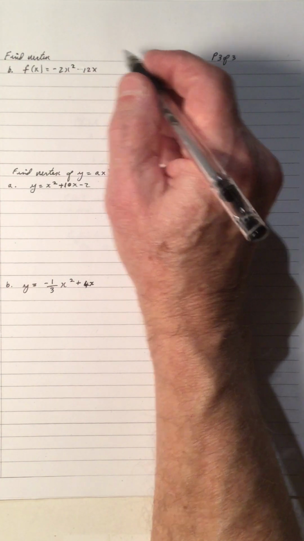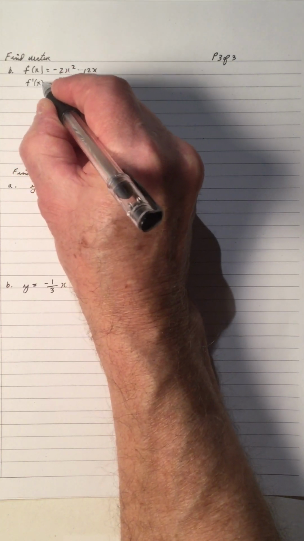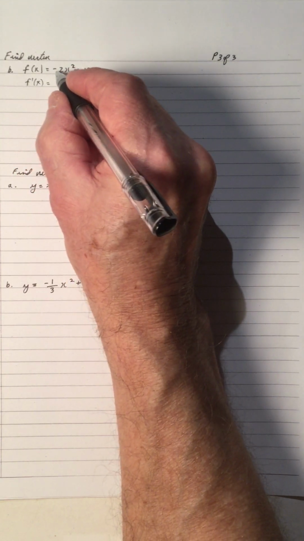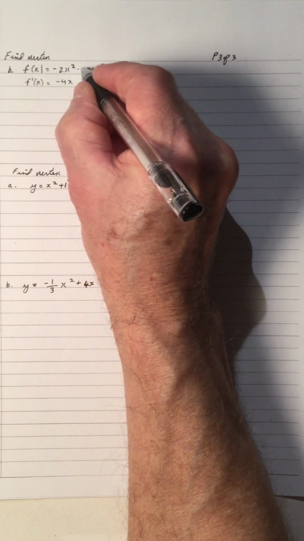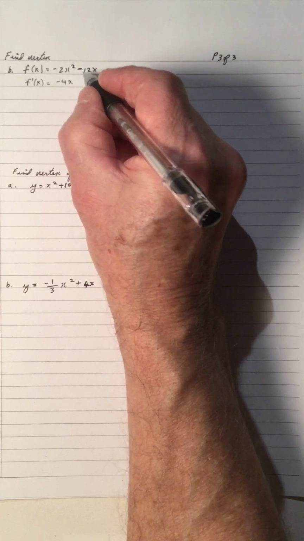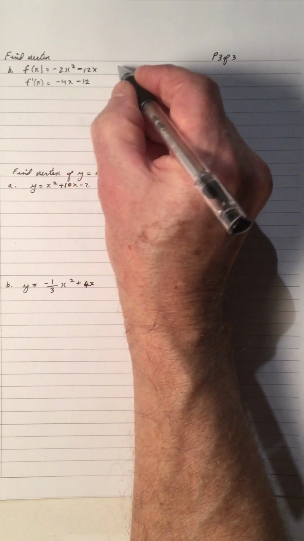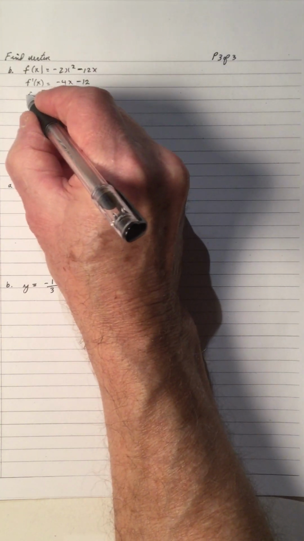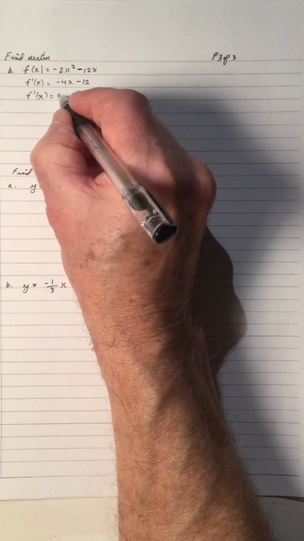Let's do some more. Find the vertex. So we'll do the derivative, f prime. So negative 2 times 2 is negative 4x. And that's a negative 12. So we'll let the derivative equal 0.